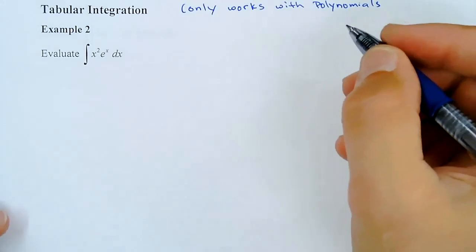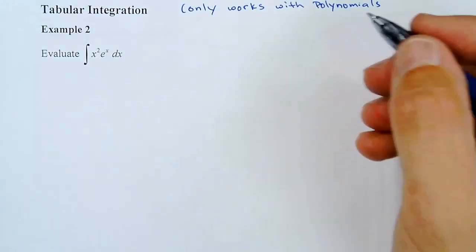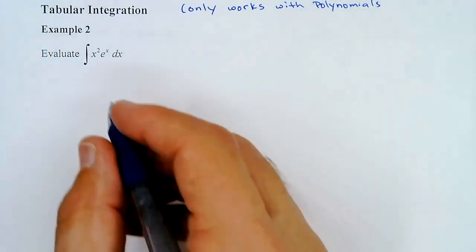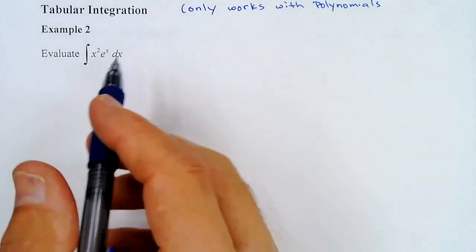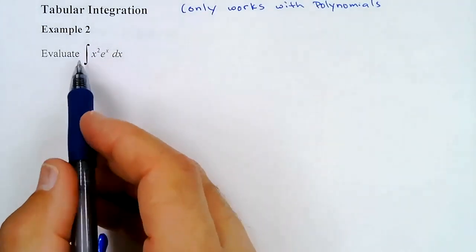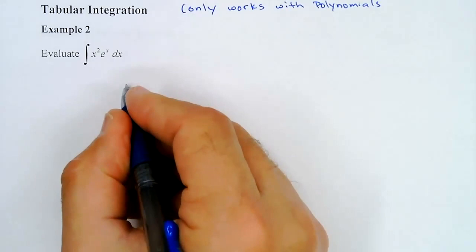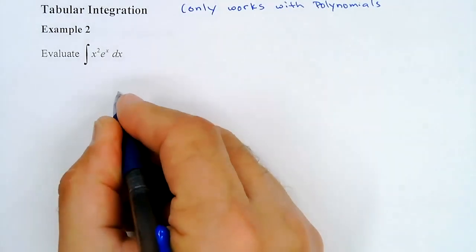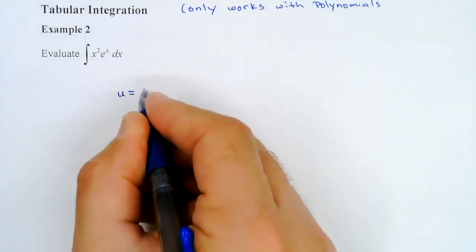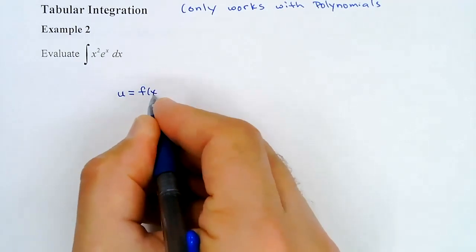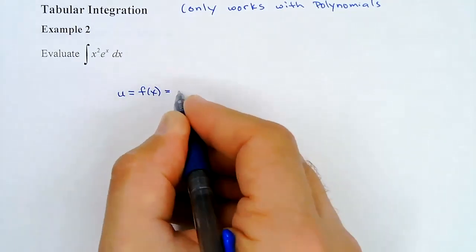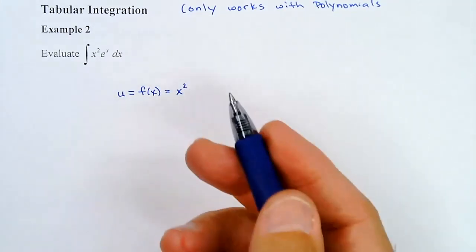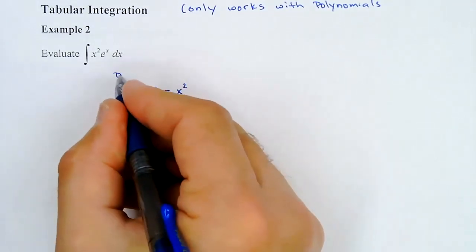And I'll explain in a minute why. Okay. So we're going to let, by LIPET, u equal x squared. So we're going to let u equal f of x, which in this case is going to be x squared. And these are going to be derivatives of u.